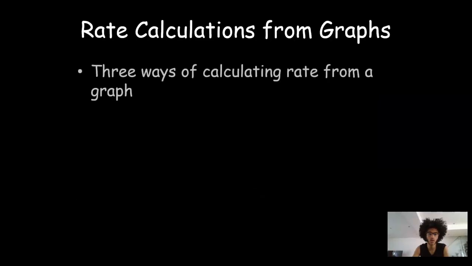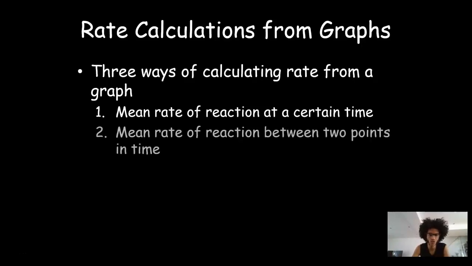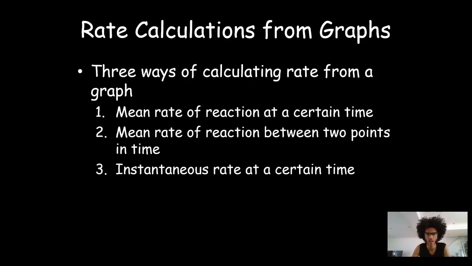So we'll start with the 3 different ways of how you can calculate rate from a graph. The first way is the mean rate at a certain time, and that's probably the most straightforward of the 3. The second way, which is weirdly worth a lot of marks and is actually quite straightforward, is to work out the mean rate of reaction between 2 points in time. And finally, it's the instantaneous rate, and for the AQA qualification, that's higher tier content, and I cover that in a separate video. I'm going to focus on the first 2, the mean rate of reaction that you have to be able to do.